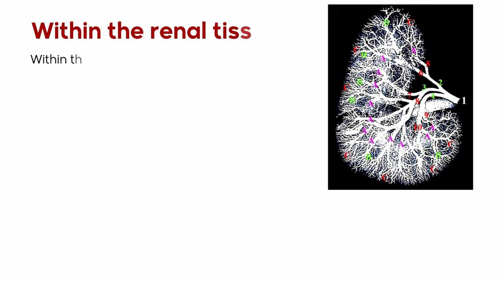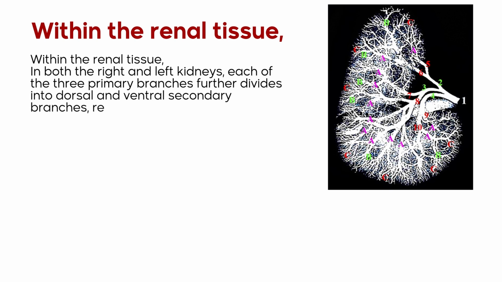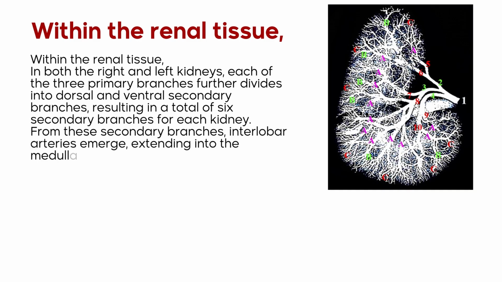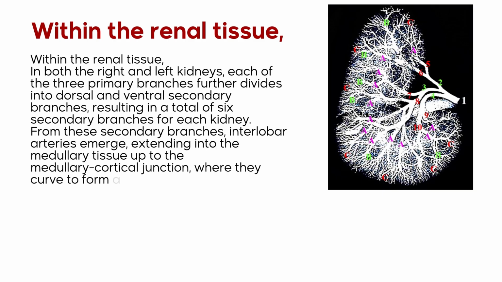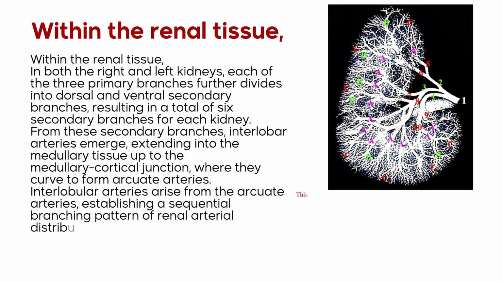Within the renal tissue, in both the right and left kidneys, each of the three primary branches further divides into dorsal and ventral secondary branches, resulting in a total of 6 secondary branches for each kidney. From these secondary branches, interlobar arteries emerge, extending into the medullary tissue up to the medullary cortical junction, where they curve to form arcuate arteries. Interlobular arteries arise from the arcuate arteries, establishing a sequential branching pattern of renal arterial distribution.